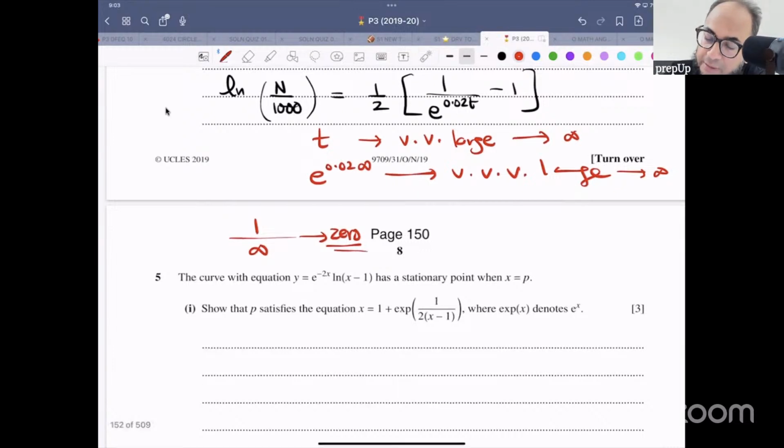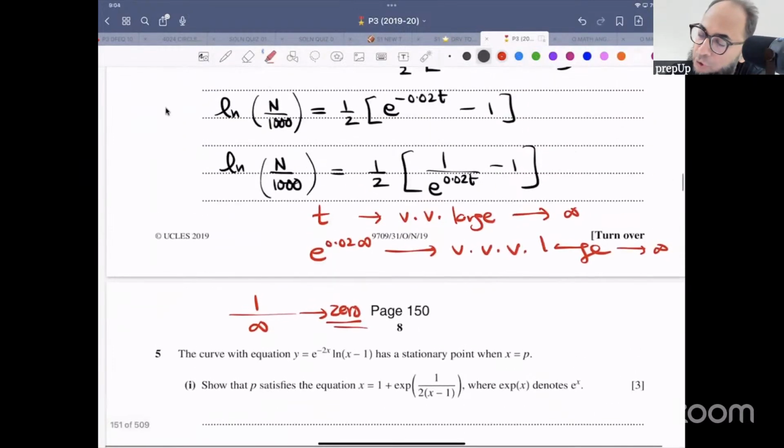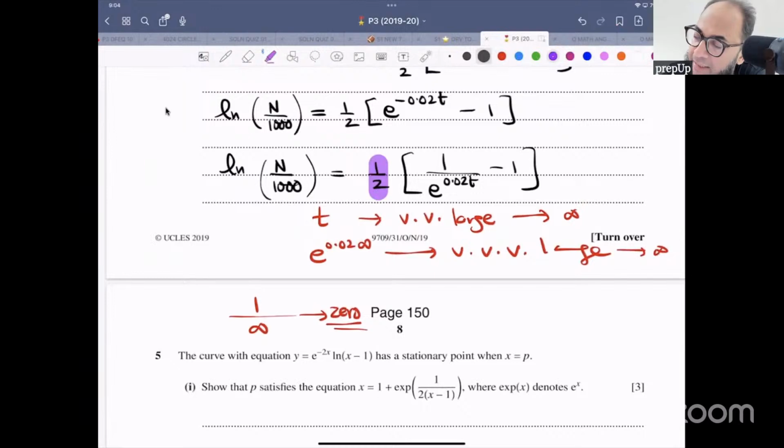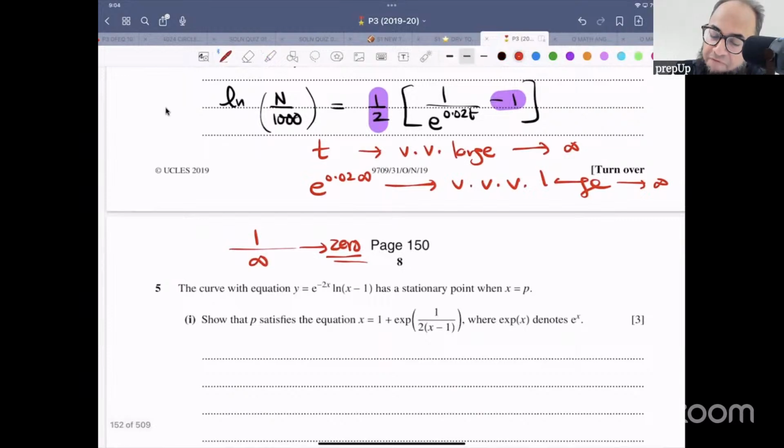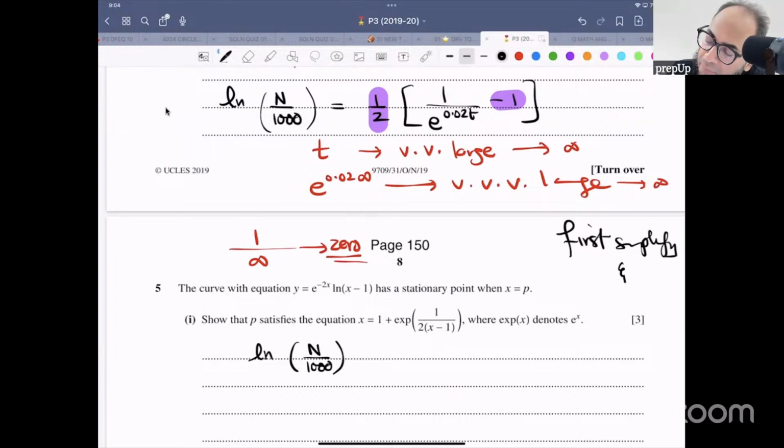That means, what am I left with? So let me highlight that. I have this half. I have this negative 1. So basically, I'm left with this, which is ln n over 1000. So that is what I was deliberating on. Is it worthwhile making it the subject, or first simplify and then make the subject? So I think I'll write down first simplify and then make the subject. So yes, this is a crucial decision that you need to take.